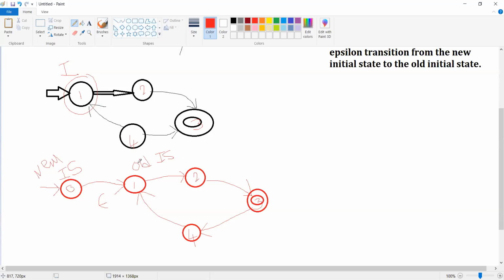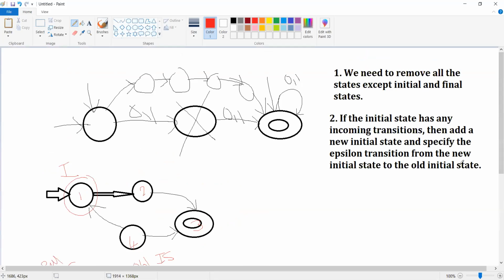Why do we have to do that? The reason is very simple. We always need to make sure that the initial state has only outgoing transitions. The initial state should not have any incoming transition. That's the only idea, so remember that. Here we introduce a new initial state: 0 is going to be the initial state, but not 1. That is what this second rule says.